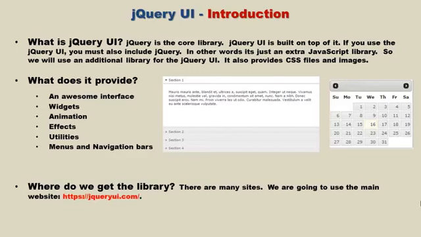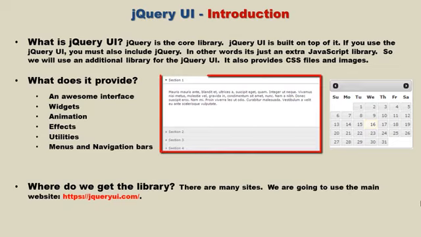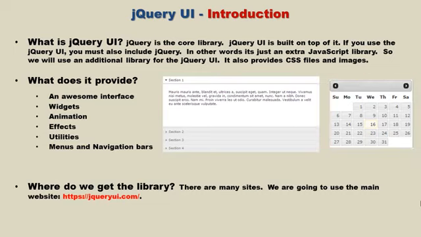Now I provided a couple samples here, and these are just a few of the widgets that you can add into your website, and we'll actually be using some of these in a few videos. This is the accordion, and this is the date picker. So you can just add these right into your website and start using them. And again, these are just a few things that the jQuery UI offers.